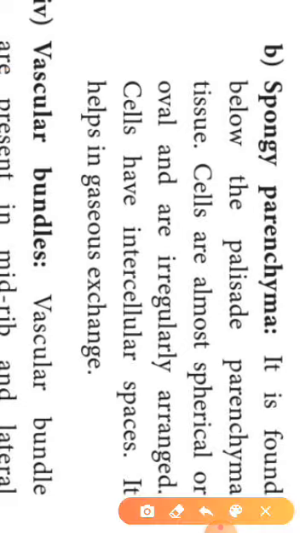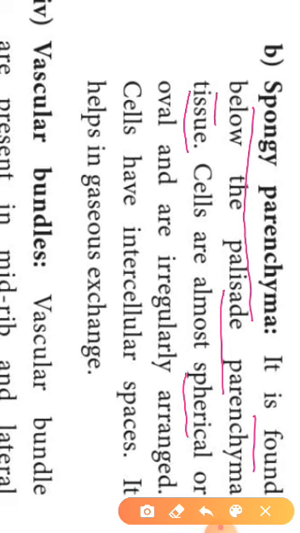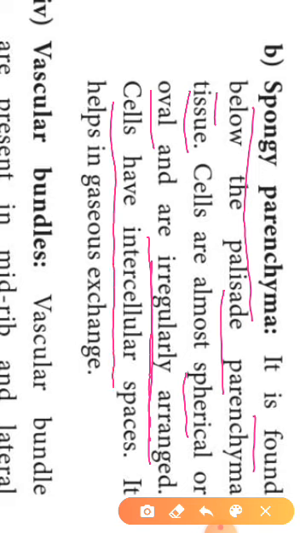Look at my dear. Spongy parenchyma is found below palisade parenchyma tissue. The cells are spherical, which means round, or oval, and are irregularly arranged. In this parenchyma, every cell has intercellular spaces. It helps in gaseous exchange.